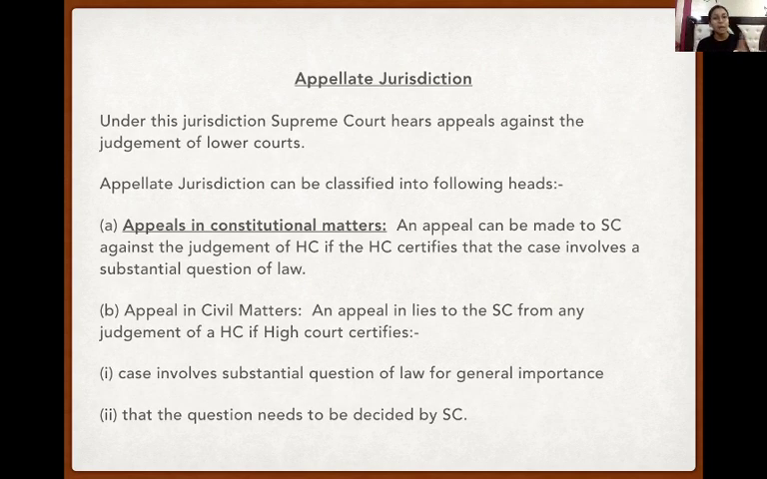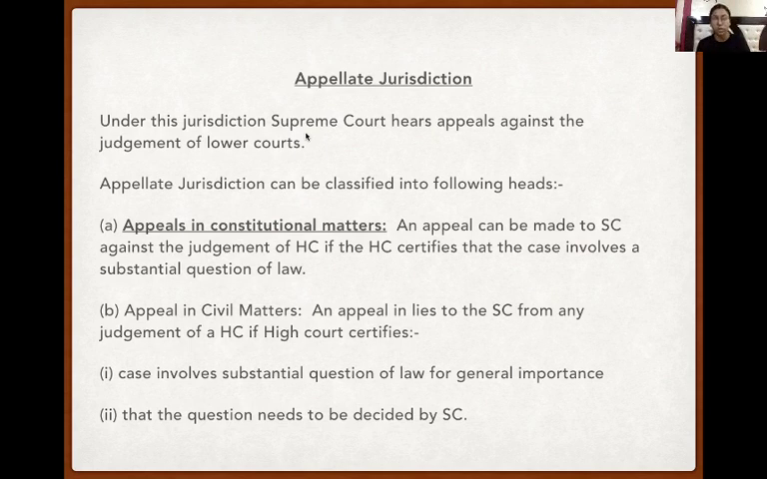Next comes the appellate jurisdiction. Okay, so under this jurisdiction, Supreme Court hears appeals against the judgment of lower courts. So अब appellate से आपको पता चल रहा है कि हम अपील डाल रहे हैं सुप्रीम कोर्ट में, ठीक है. तो आप सुप्रीम कोर्ट में बाय द वे ऑफ अपील भी जा सकते हैं. सो अंडर दिस जुरिस्डिक्शन जो सुप्रीम कोर्ट है वो सुनता है अपील्स को जो कि नीचे वाले कोर्ट से सुप्रीम कोर्ट तक पहुंचे हैं.